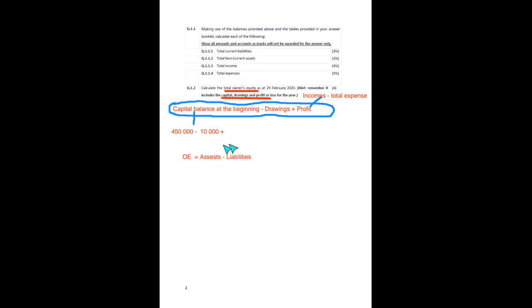What you're going to do is take all your total assets. Remember, if you say total assets, it means all the current assets and all the non-current assets together. When we say liabilities, you will take all the non-current liabilities and the current liabilities together. You add them together, and their difference will be the owner's equity. Do you understand what I'm talking about, ladies and gentlemen?